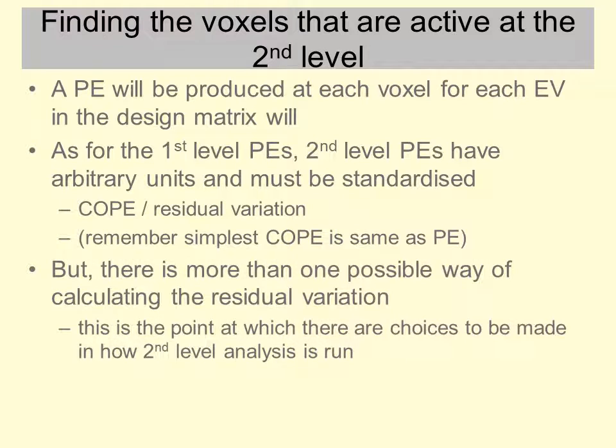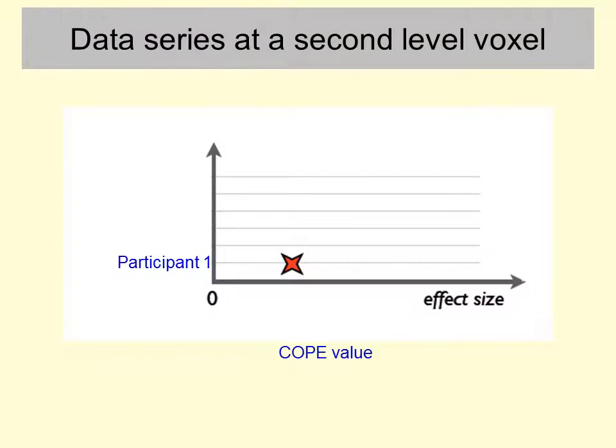Here's where second level analysis gets a little bit more complicated. There are choices to be made here in relation to how we actually estimate the residual variation, and we'll take a look at that now. Let's take a look at a participant data series at a second level voxel.